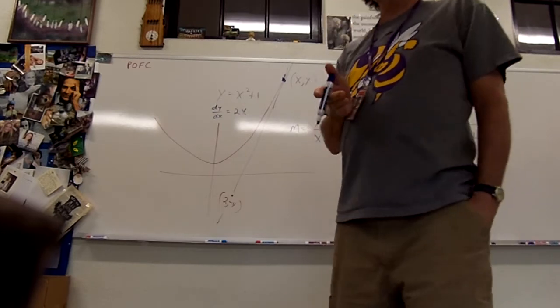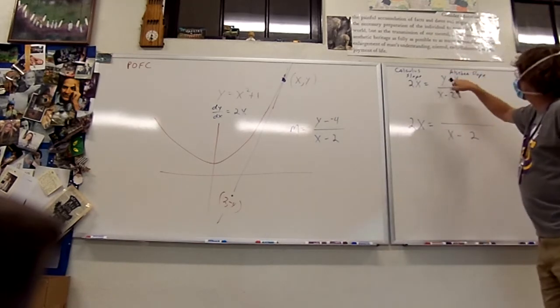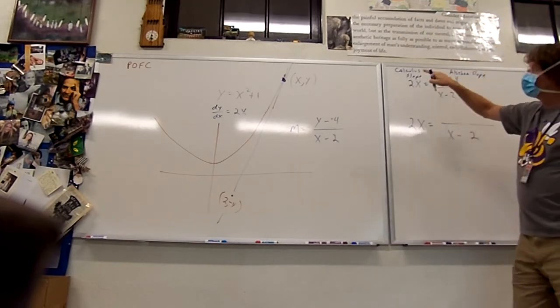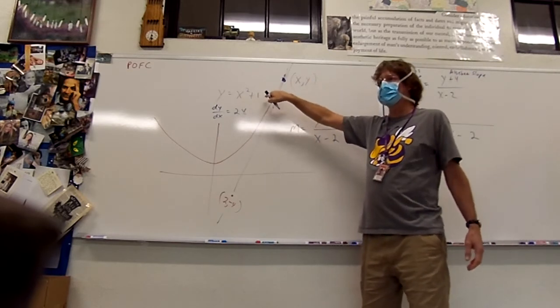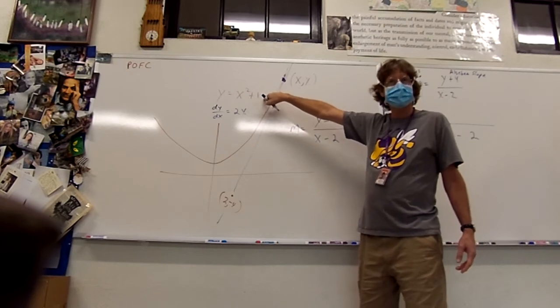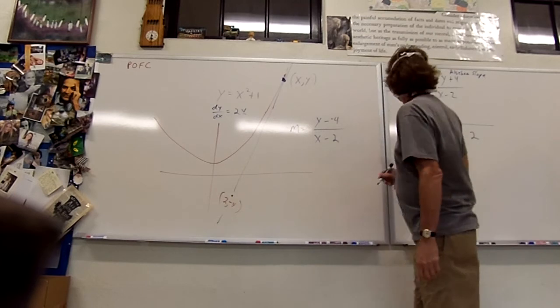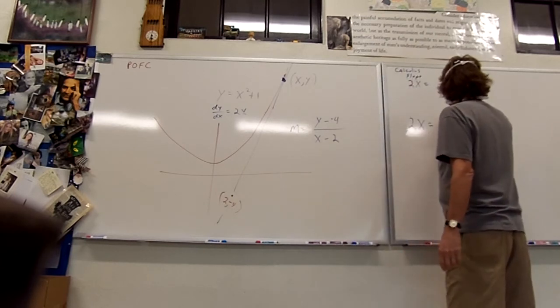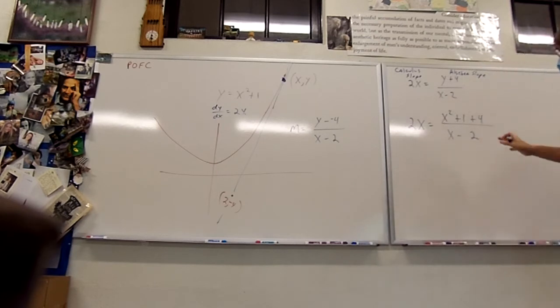Man's doing the A work, everybody just hanging on with the B work. Yeah, you know that if the point's on the curve, this y value has to equal what? X squared plus 1. Okay? If it's on the curve, that has to equal what? X squared plus 1. So I put my x squared plus 1 plus 4, and I solve for x.